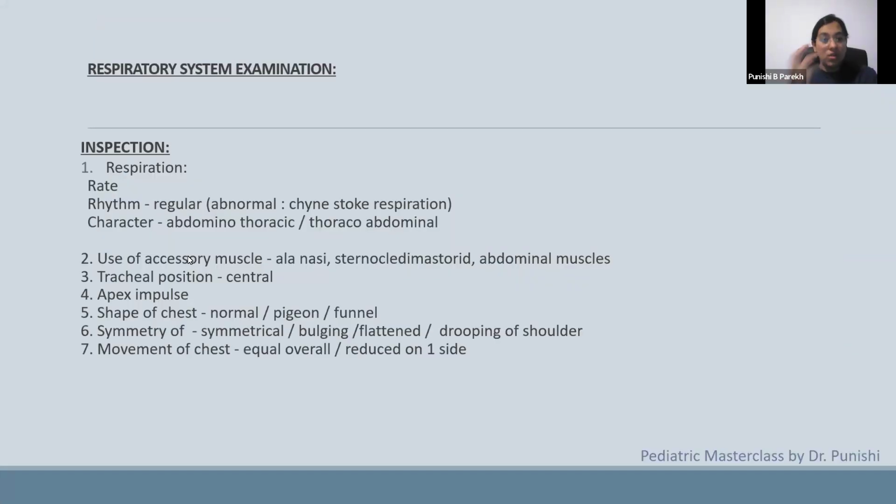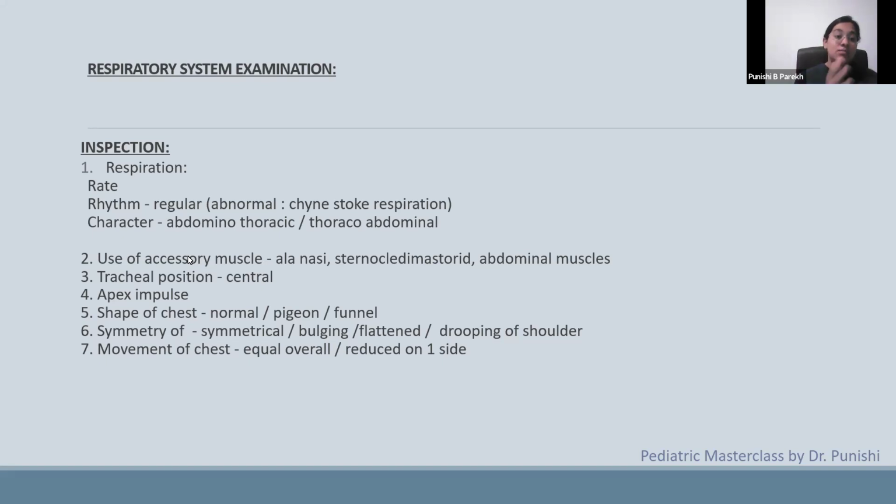So first is looking at the respiration. What is the rate, rhythm, and character? Rate of respiration will tell you whether the child is tachypneic or not, depending on the age-related cutoff like we just discussed. What is the rhythm? Is it regular or is it abnormal like Cheyne-Stokes respiration? Usually children with a respiratory involvement more likely will have a regular rhythm. Cheyne-Stokes respiration usually happens when there's a CNS involvement and your respiratory center is involved, and that's why you have this irregular pattern or irregular rhythm of respiration.